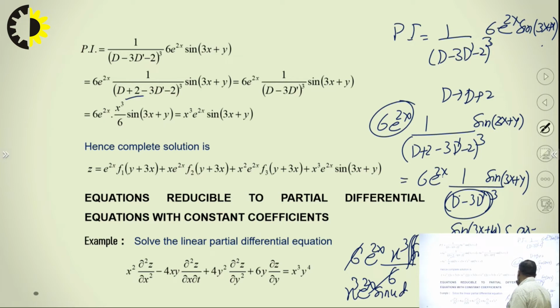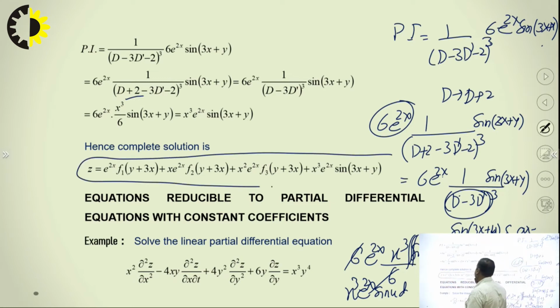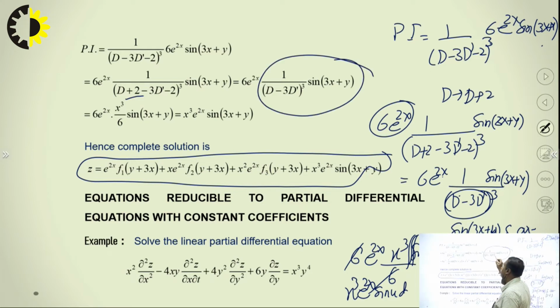sin u is replaced by x cube e की पावर 2x sin(3x + y). Now the complete solution is z is equal to e की पावर 2x f1(y + 3x) plus x e की पावर 2x f2(y + 3x) and x square e की पावर 2x f3(y + 2x) plus x cube e की पावर 2x sin(3x + y). Since here the homogeneous function has become, we have to use the formula for homogeneous function.